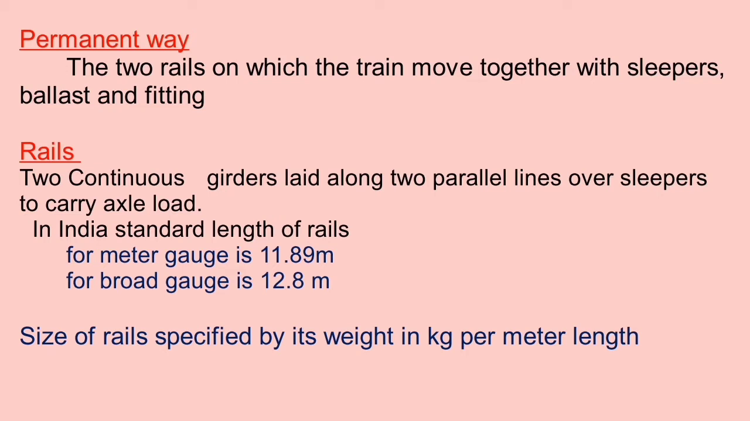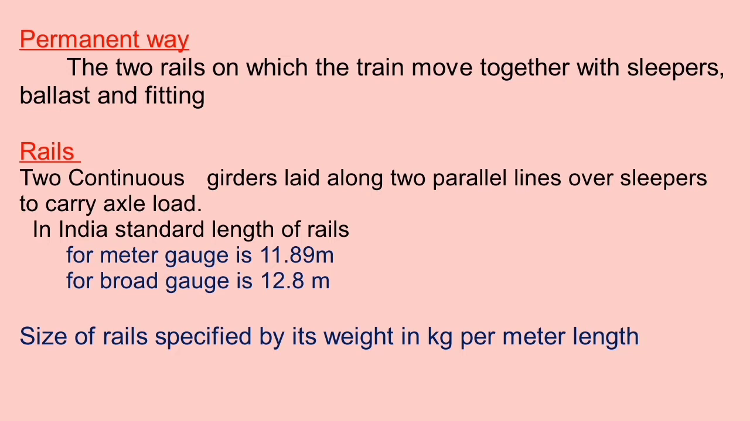And the next term is permanent way. What is a permanent way? The two rails on which the train moves, together with sleepers, ballast and fittings, is known as permanent way. Rails are two continuous girders laid along two parallel lines over sleepers to carry axle load. They transmit the axle load of trains to the sleepers. They provide a smooth and hard surface for the wheels of a train to roll on.